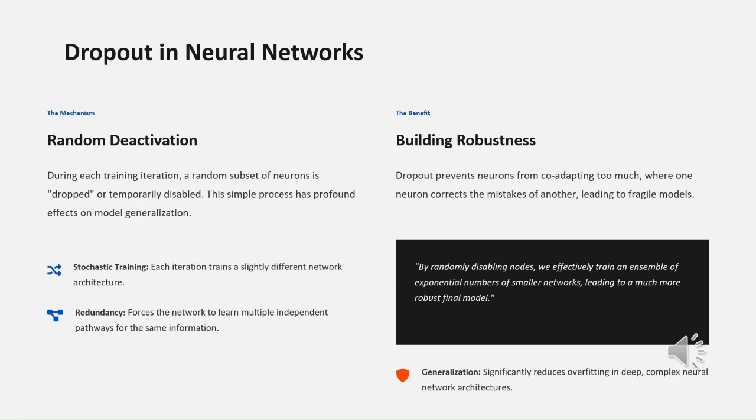And what is dropout? During training, we take a random subset of neurons, drop them, and temporarily disable them. It is a simple process. Each iteration trains a slightly different network architecture, and it forces the network to learn from multiple independent pathways for the information. So it is like randomly disabling some nodes to effectively train an ensemble of an exponential number of smaller networks, leading to a much more robust final model.